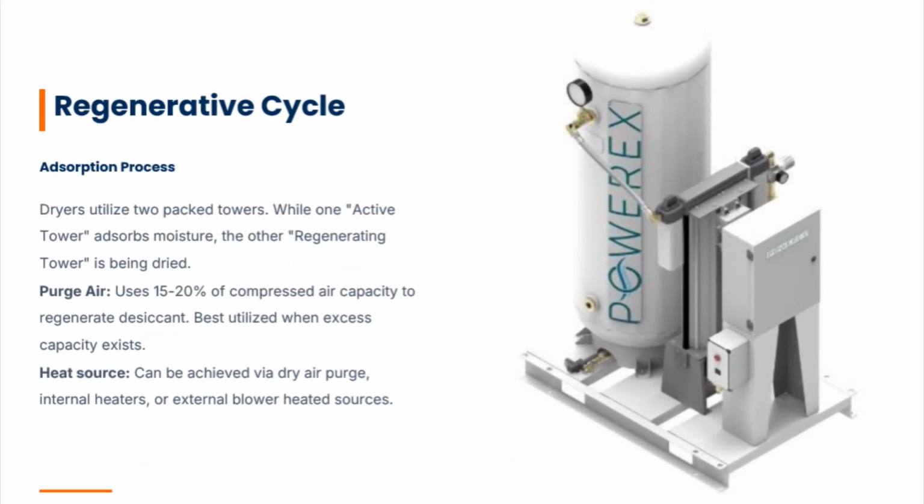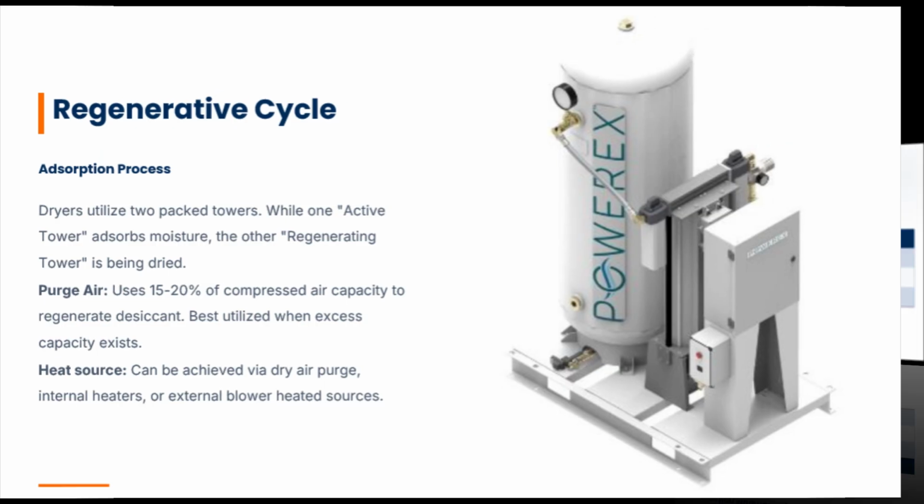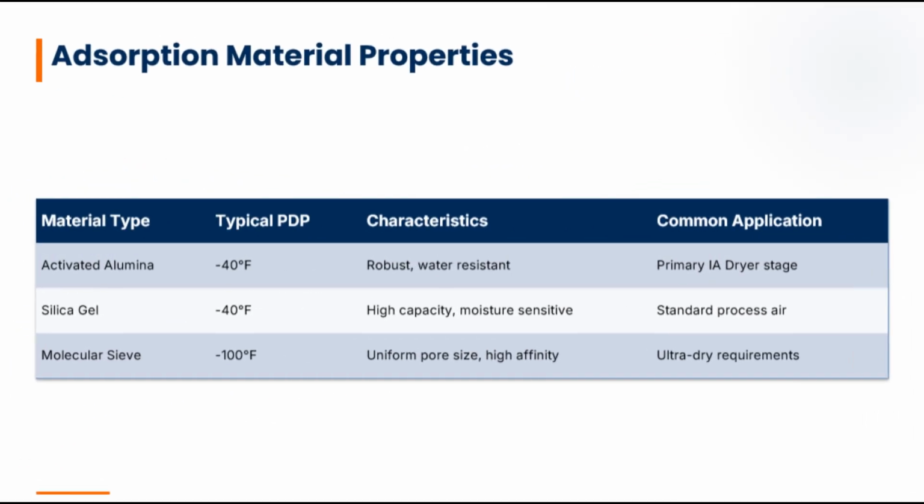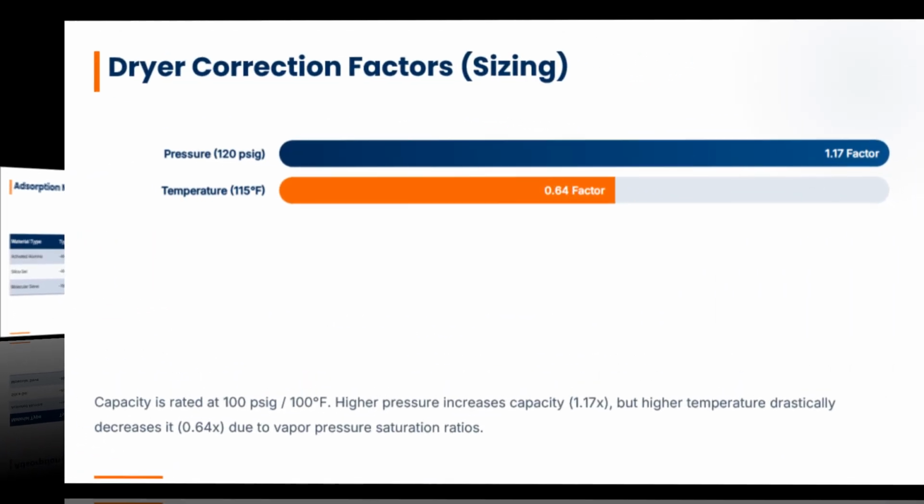Twin tower design. One tower absorbs while the other regenerates. Budget 15 to 20% of capacity for purge air, and pick your heat source: purge, internal heater, or external blower, based on energy economics. Activated alumina is the robust workhorse. Silica gel handles standard process air but is moisture sensitive, and molecular sieve is what you reach for when the spec sheet calls out minus 100 degrees Fahrenheit PDP.